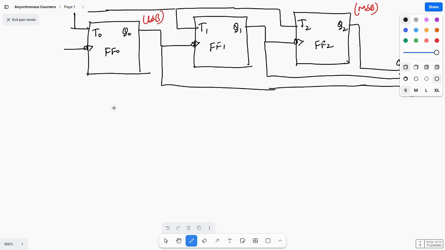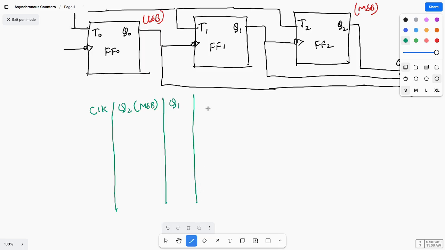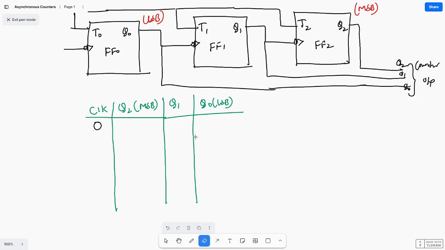So first, clock, and Q2. Q2 is nothing but MSB of the flip flop. Next Q1, and Q0. Q0 is nothing but LSB of the flip flop. So initially I am giving the clock as 0. When I am giving clock as 0, initially all the flip flops will be what? This is LSB of the flip flop and MSB of the flip flop.